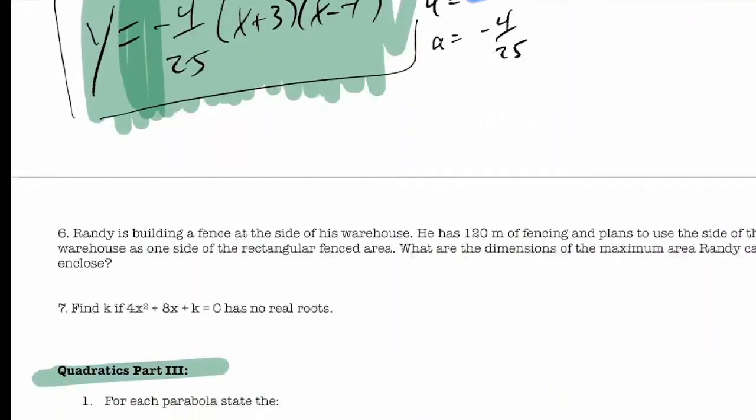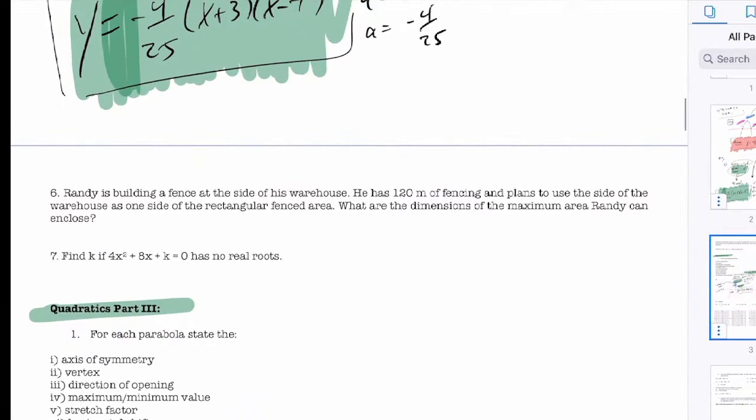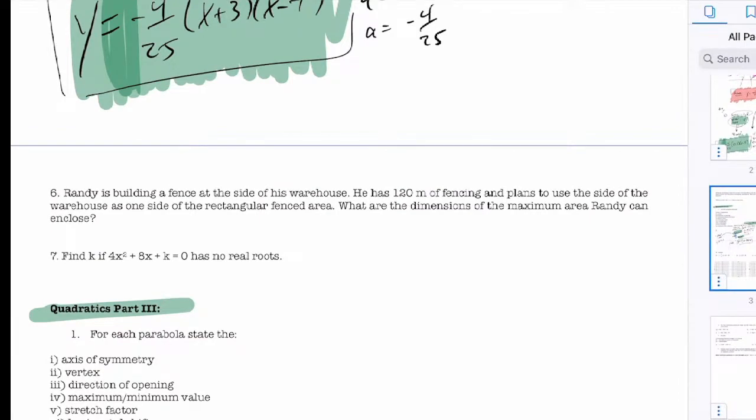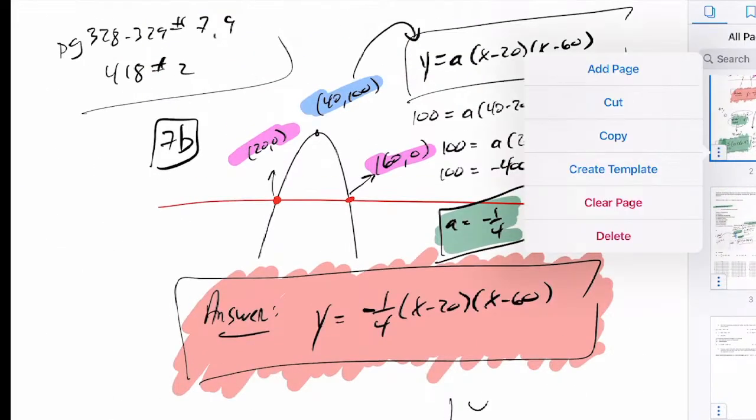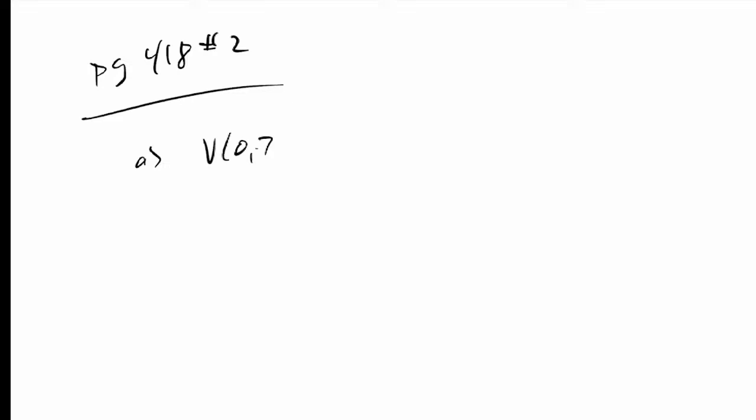You know what, 418 number 2, let me quickly show you that, and then I'll do some quadratic word problems and other questions as well, just because it is a little bit different. In 4a, for instance, they give you the vertex is (0, 7), and they tell you it passes through the point (-2, -3), and they want you to find the equation of the quadratic.